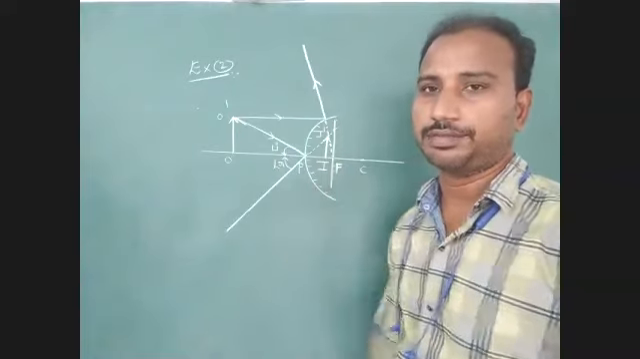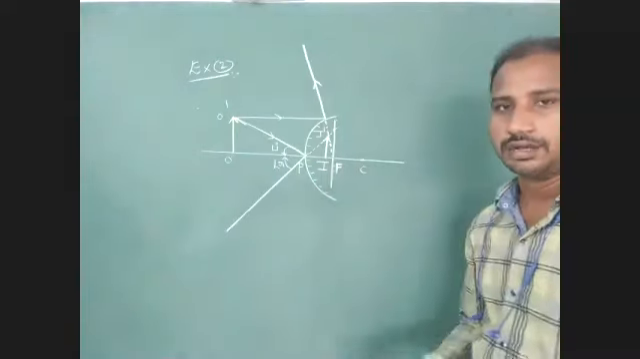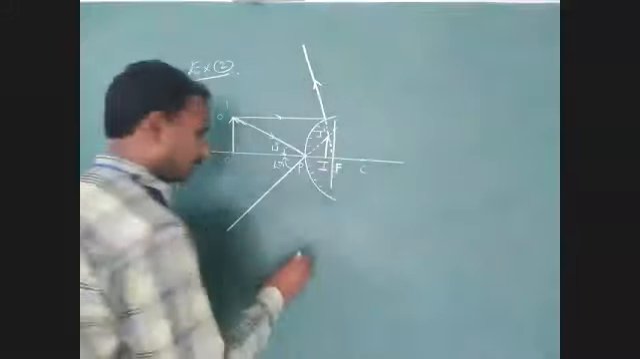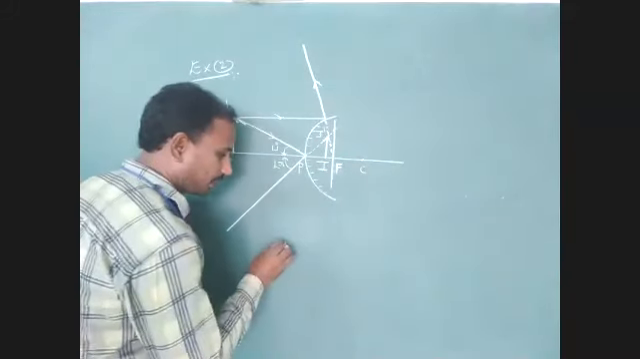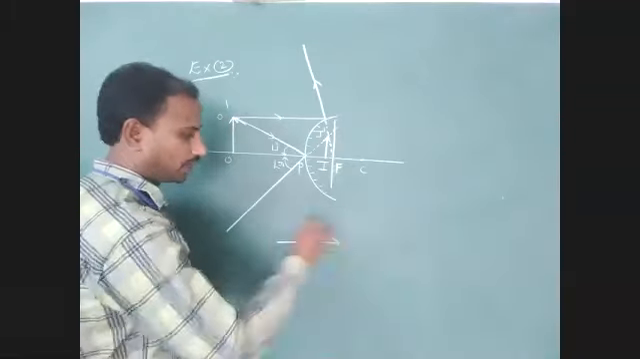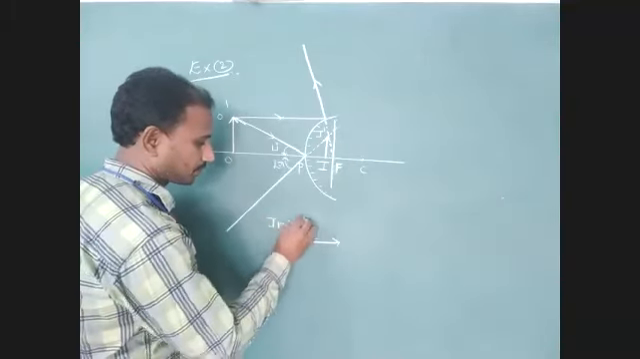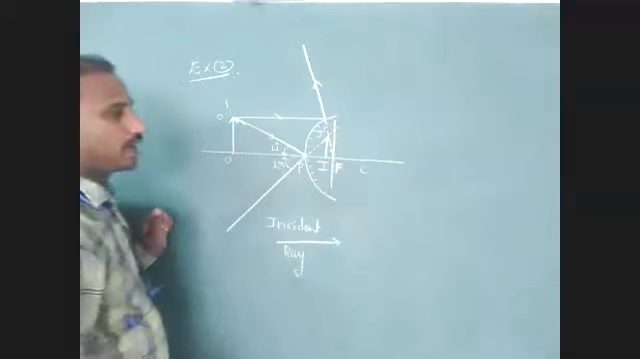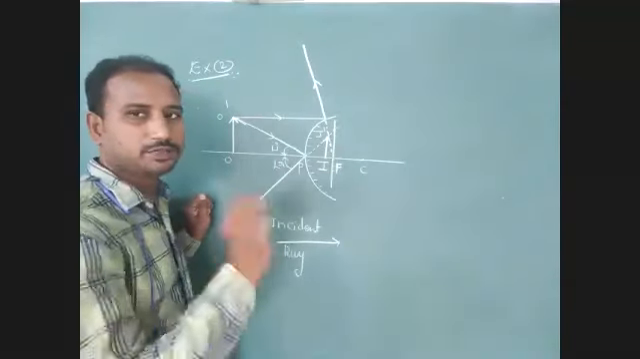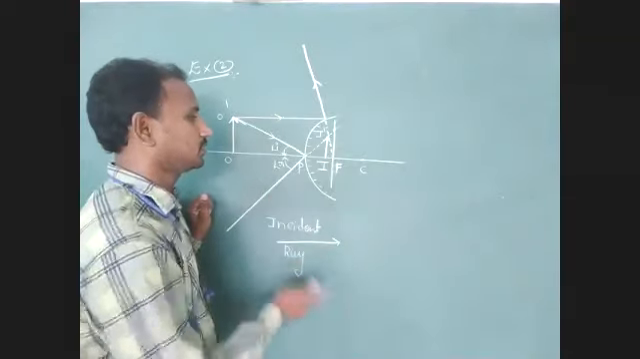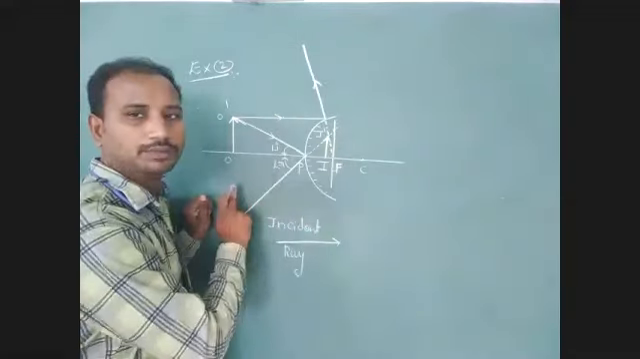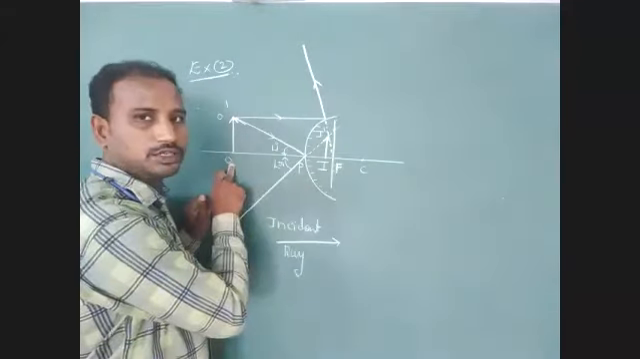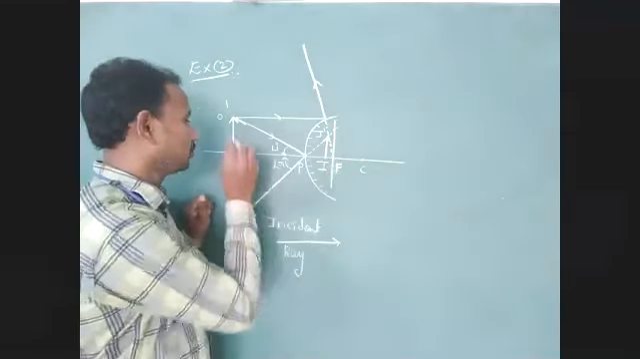Okay students, the diagram is completed. Now we have to find the sign convention for each distance. What is the direction of the incident ray? The direction of the incident ray is forward. Now we have to find the object distance. We always calculate the distance from the pole to the position of the object.